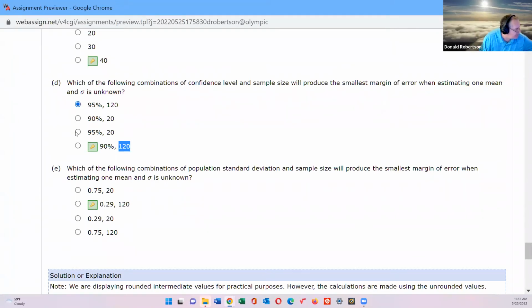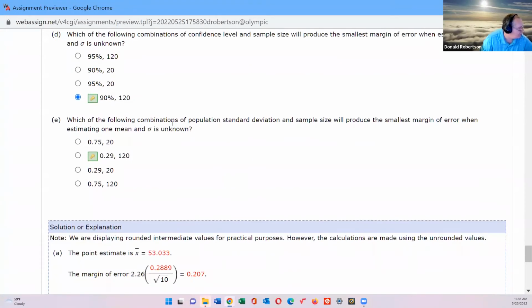Isn't a 95% going to be bigger than a 90%? Didn't we do that earlier, right? 90, let me go on my camera. There we go. That's 90. If you want to be 95, don't you have to make it bigger? Right. Now, if you do a sample of 20 or you do a sample of 120, won't 120 do a better job? And so that's going to be narrower. So when you put those together, that's why it's that one.